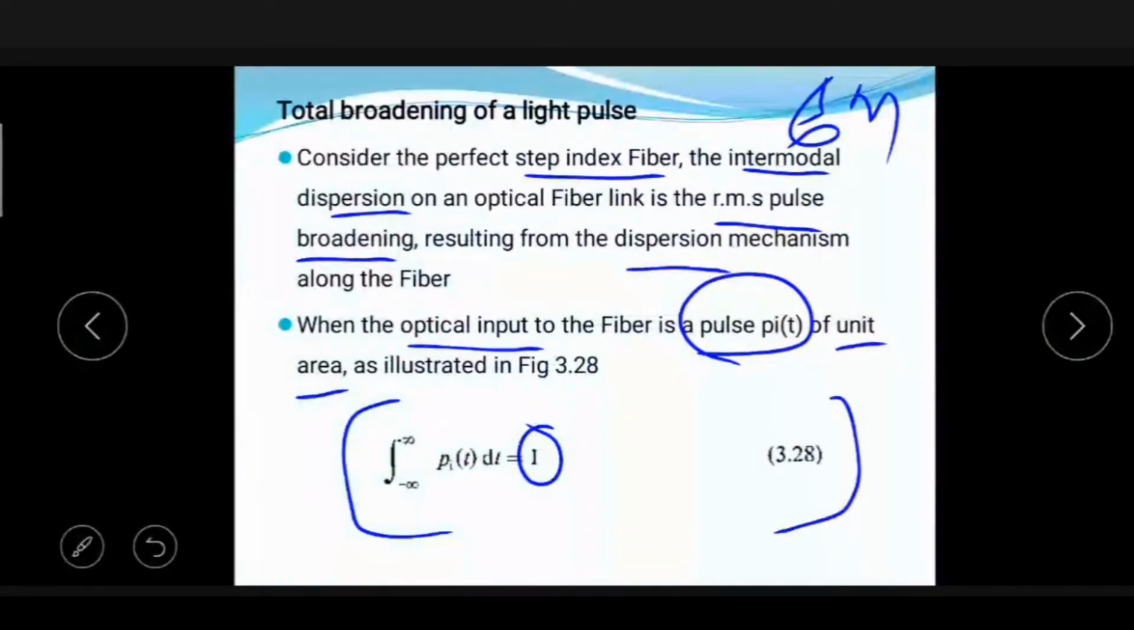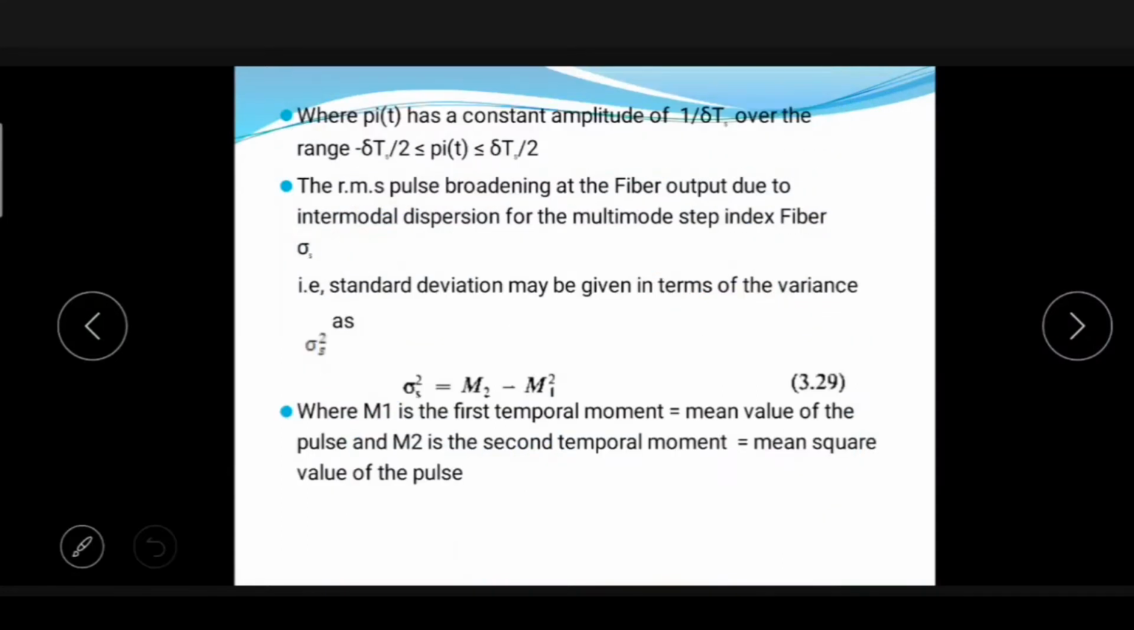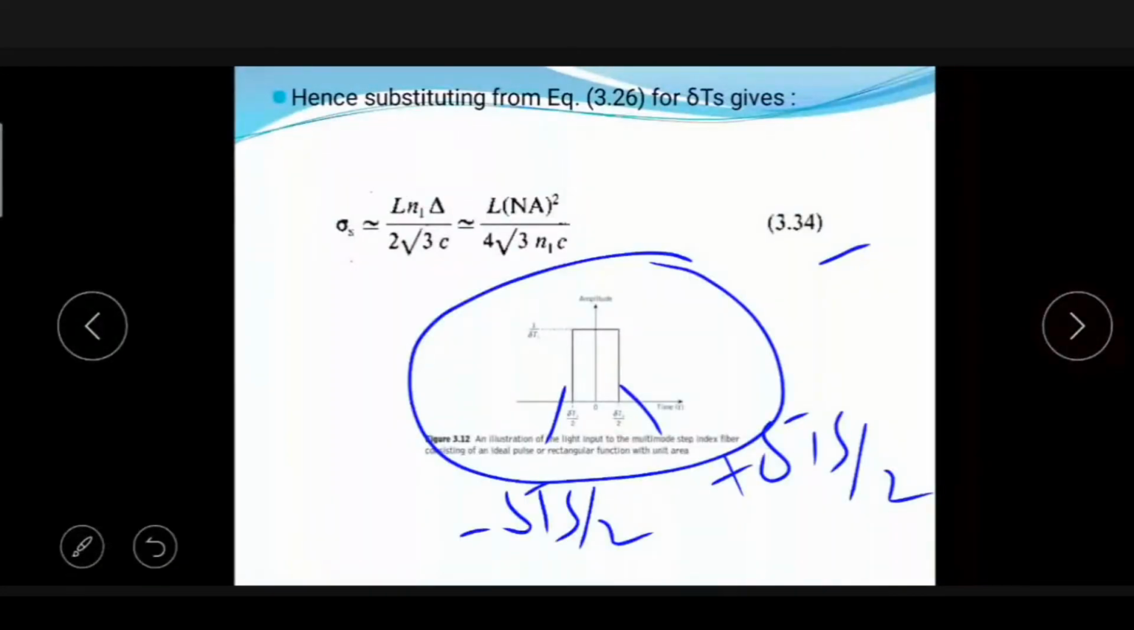This is the general expression we take for an input optical pulse, where Pi of t has a constant amplitude of 1 by delta Ts over the range minus delta Ts by 2 to plus delta Ts by 2. So the pulse has amplitude 1 by delta Ts in the interval minus delta Ts by 2 to plus delta Ts by 2.